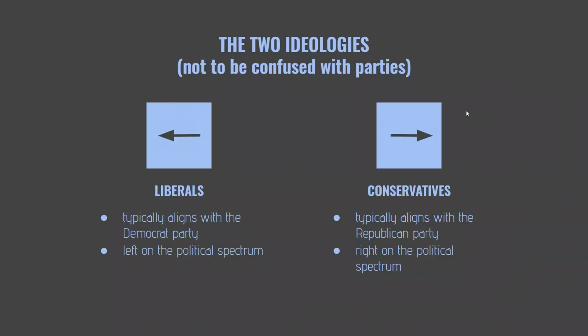Okay, so let's talk about the two ideologies in the US. They're not to be confused with parties like Democrats and Republicans. They're liberals. They are left on the political spectrum, and they typically align with the Democrat Party. And then there are conservatives, which are right on the political spectrum, and they typically align with the Republican Party. So we're gonna learn about what causes each of them support right now.